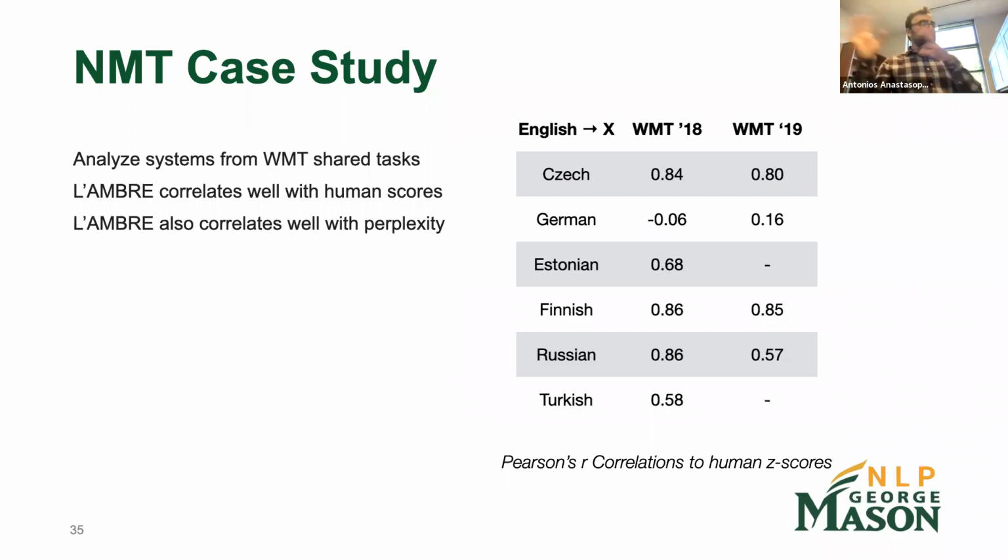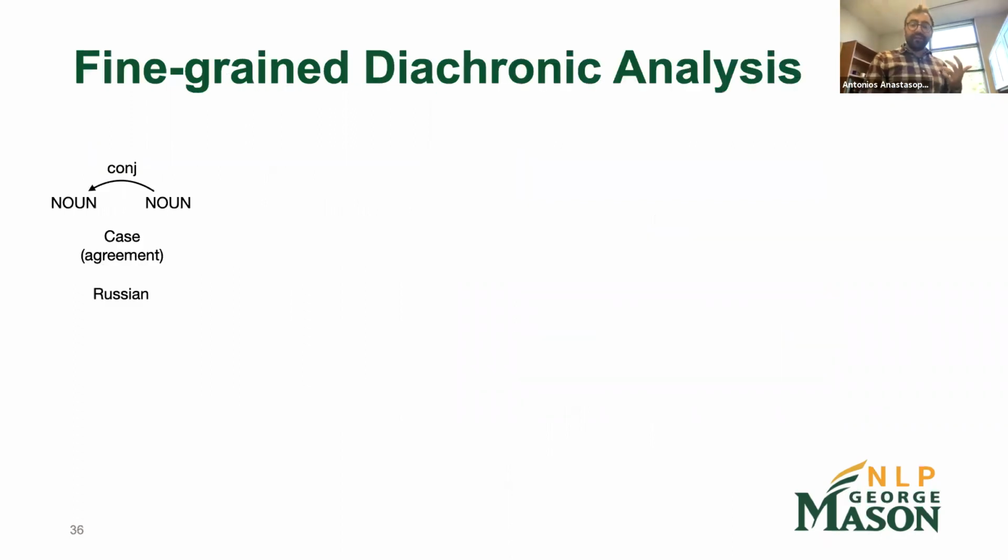In the paper, you'll see that Lambert also correlates well with perplexity, which makes sense. It's one of the standard metrics that we have for well-formedness of text. But as I said, Lambert can provide fine-grained analysis and is interpretable.